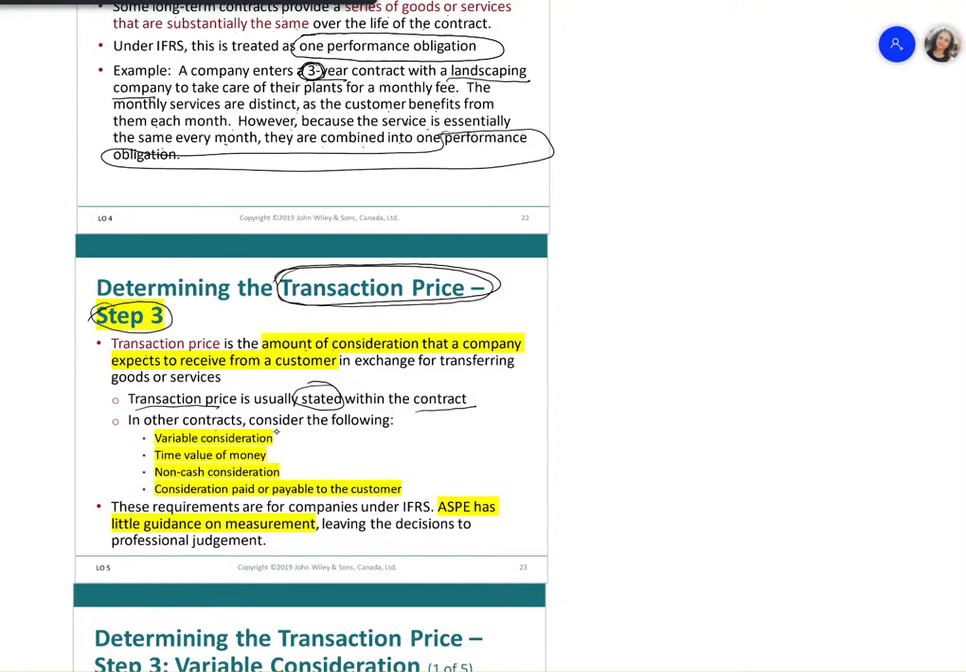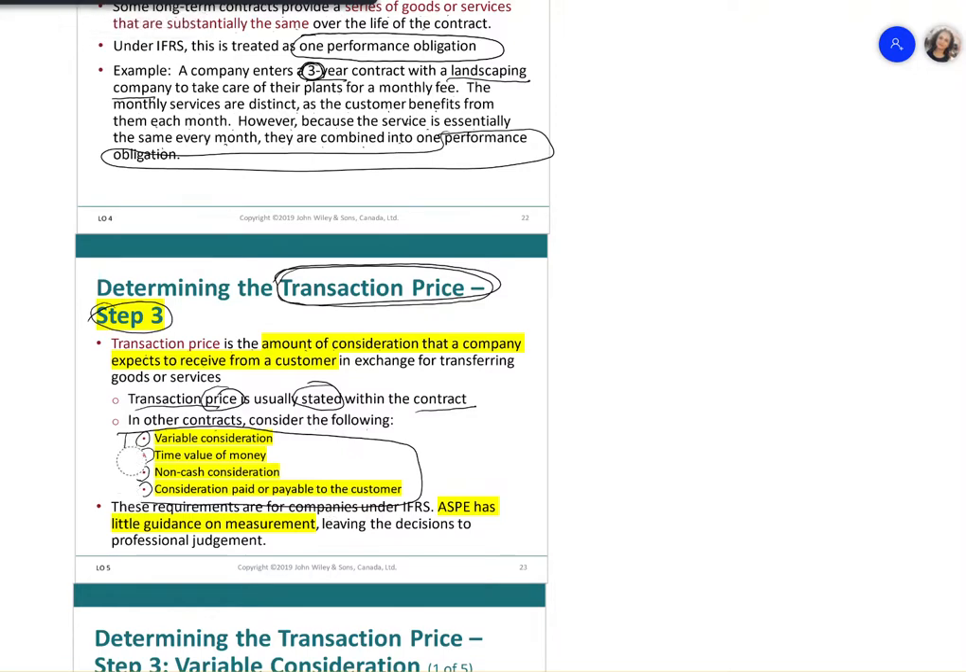In other contracts, consider the following. It could be a variable consideration, a time value, a non-cash consideration, or consideration paid or payable to the customer. So when we think of a transaction, our transaction price is stated. How do we calculate that consideration? There are four ways of calculating it. We're going to learn each one. These are the requirements under IFRS.